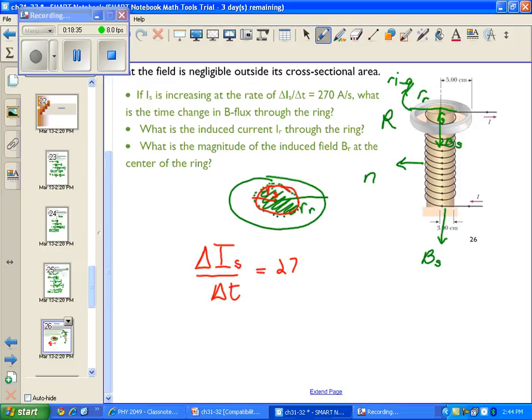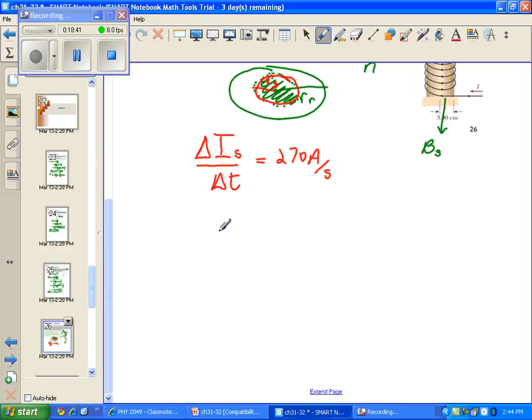In fact, 270 amps in 1 second? Wow. All right. Well, let's see. If that is how the current through the solenoid changes in time, how does the magnetic field of the solenoid change in time? Well, let's see.